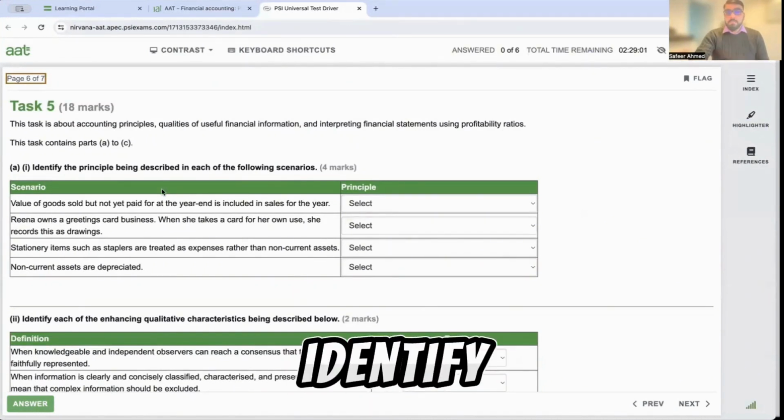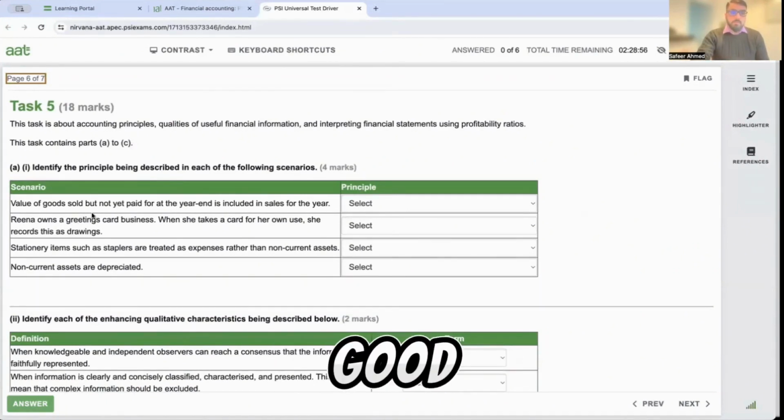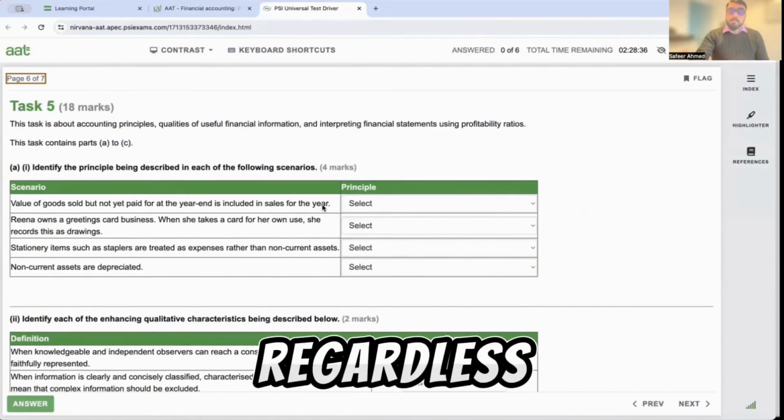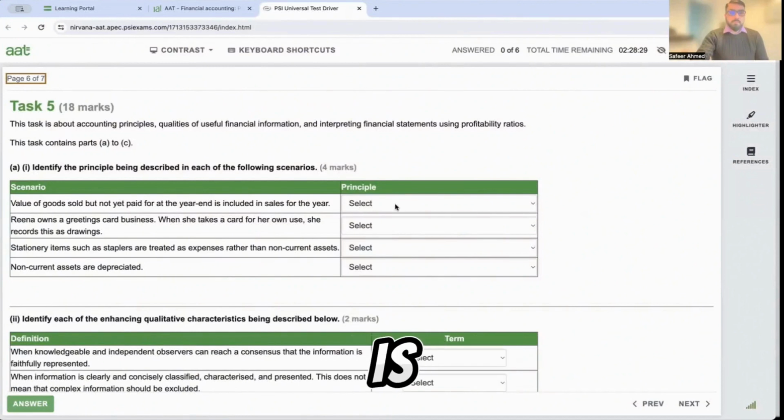Part A: identify the principle being described in each of the following scenarios. The first one is: value of goods sold but not yet paid for at the year end is included in sales for the year. Now you can see that this is all about the accruals concept, that we record the transactions in the period when they are incurred, in other words, the period to which they are related, regardless of whether we have received the money as yet or not, or whether we have paid the money as yet or not. So this is a description of the accruals principle.